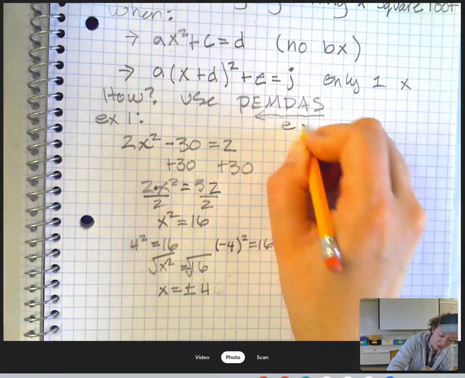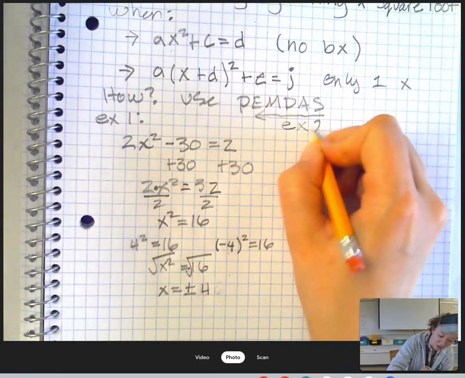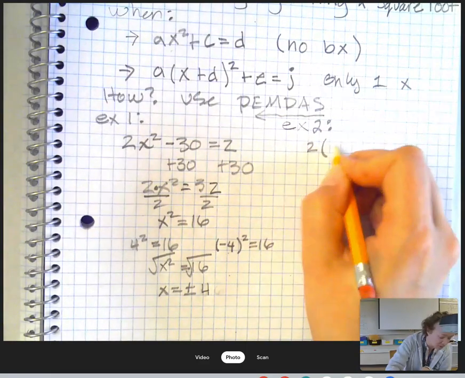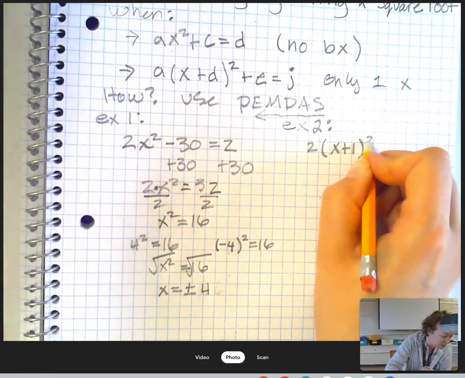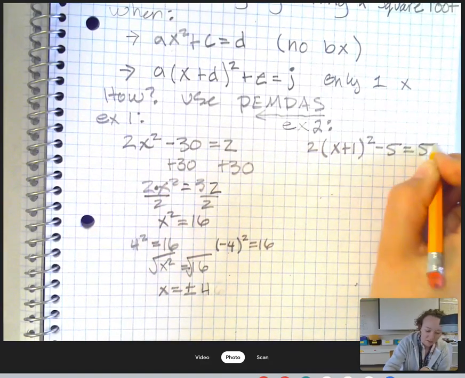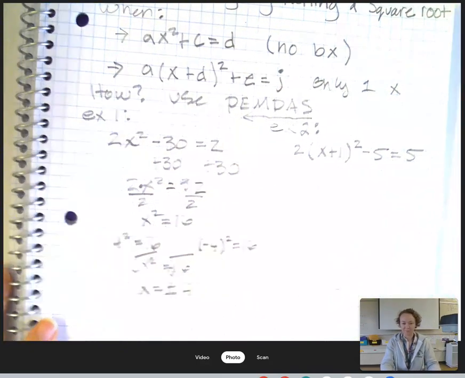Once again, I'd love you to try this one on your own first. So let's say we have 2 times (x plus 1) squared minus 5 equals 5. Give it a shot.